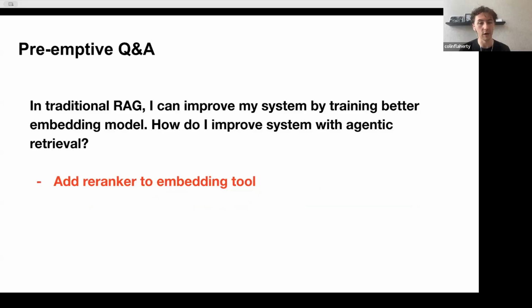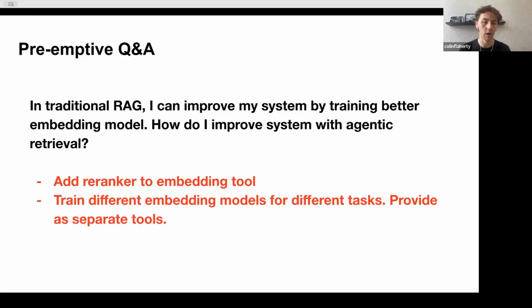So that could mean adding a re-ranker to your embedding tool. One benefit here is you spend fewer tokens, so it's cheaper. Maybe it's also faster because the agent messes up less. Your precision on that embedding tool is higher. You can try training different embedding models for different tasks. Maybe you have one embedding model that's really good at answering questions about messages in Slack, and another one that's really good at looking over the code base. You can provide these as separate tools.